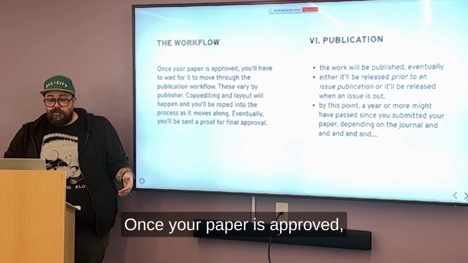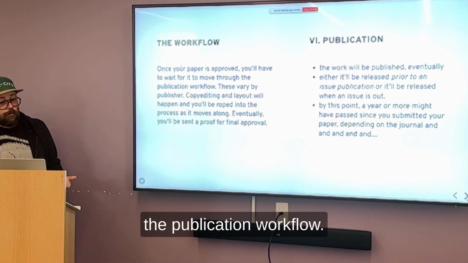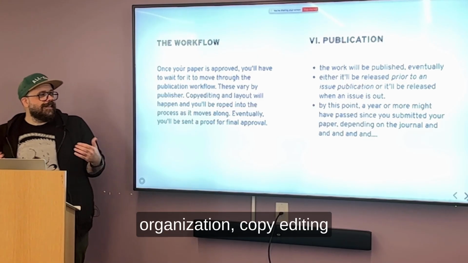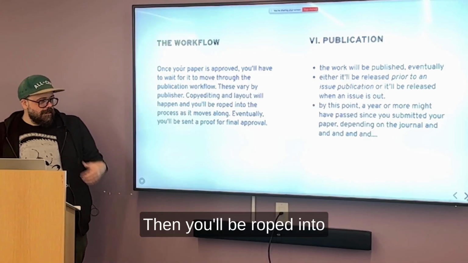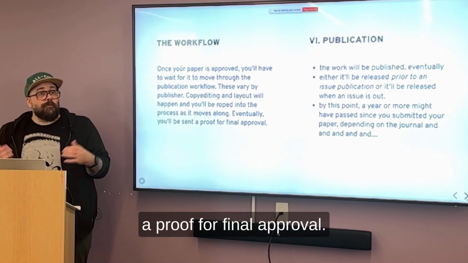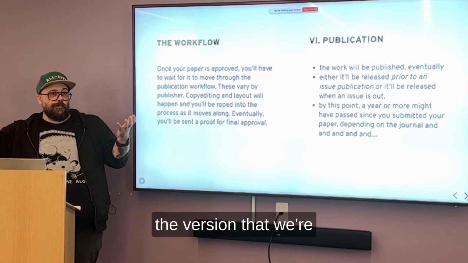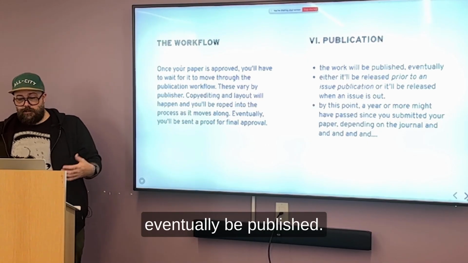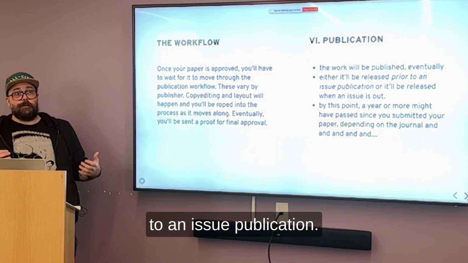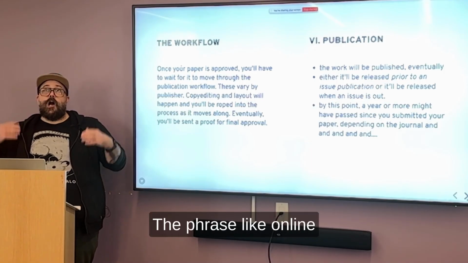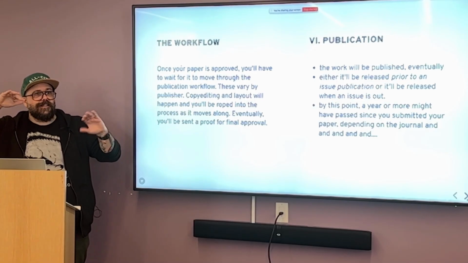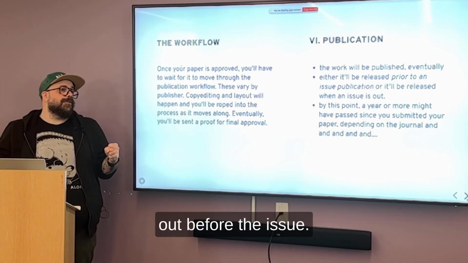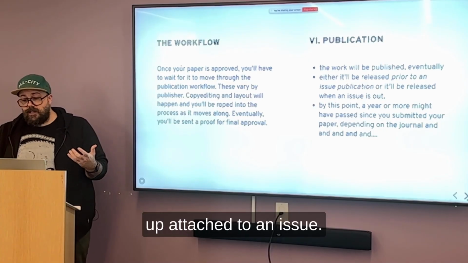Once your paper is approved, you'll have to wait for it to move through the publication workflow. These vary by publisher and by organization. Copy editing and layout will happen, and you'll be roped into the process as it moves along. And eventually, you'll be sent a proof for final approval. They'll say, this is the version that we're going to publish. Is everything OK? Double check. And then the work will eventually be published. Either it'll be released prior to an issue publication. You've probably seen this in your research, the phrase online first or first online. It's not specifically in an issue. It's like a list of articles that came out before the issue. Or it'll just be straight up attached to an issue.